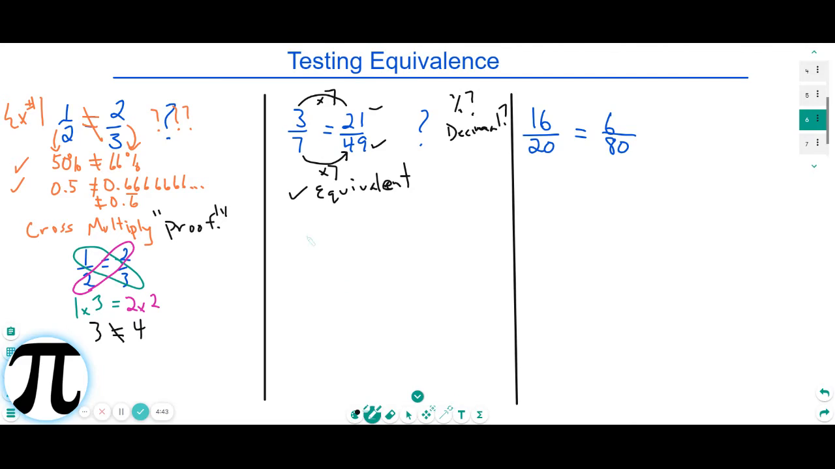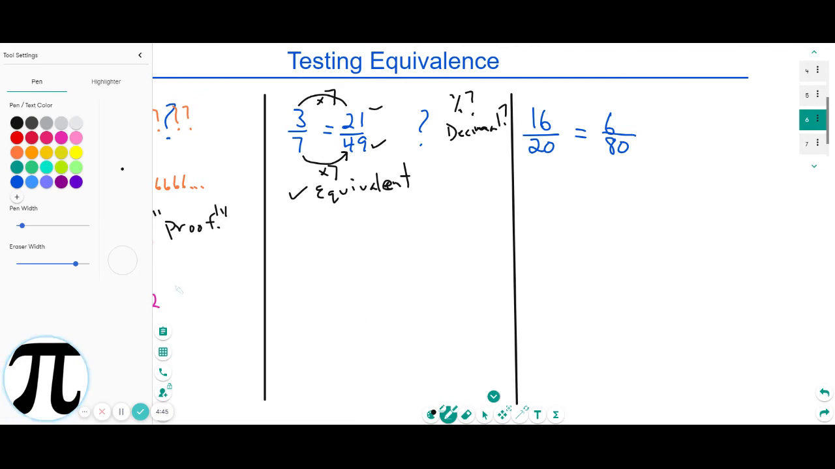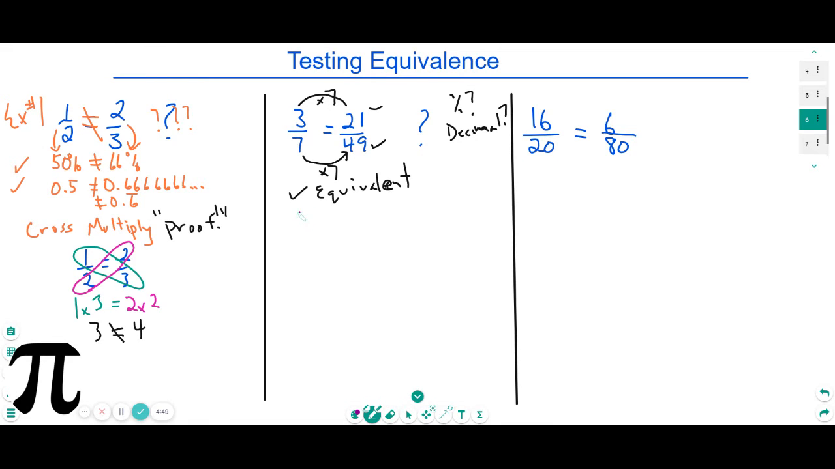Okay, but you can also cross multiply. I'm going to switch to purple here. Okay, let's see if we can prove it with cross multiplying. Cross multiplying says if we take 3 over 7, and that's supposed to equal 21 over 49.